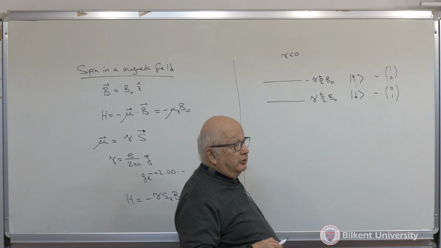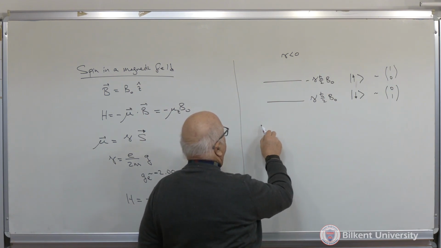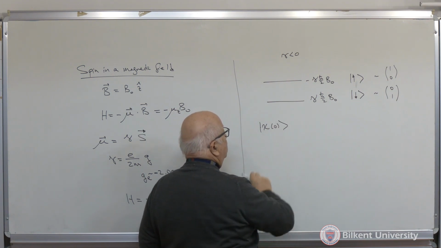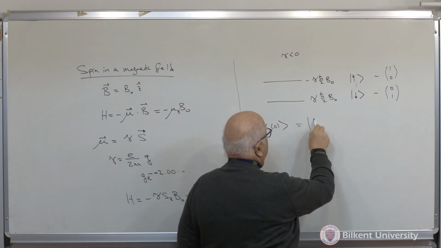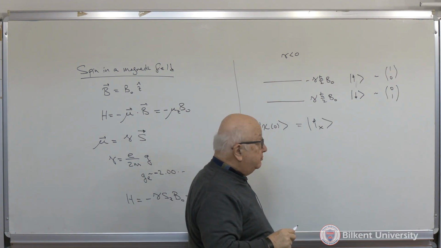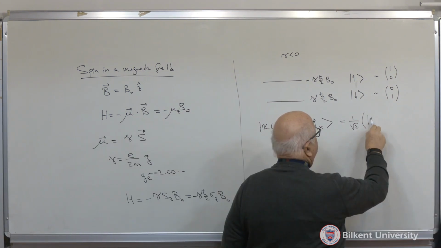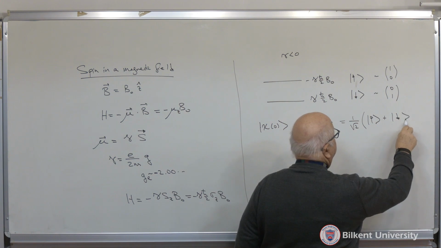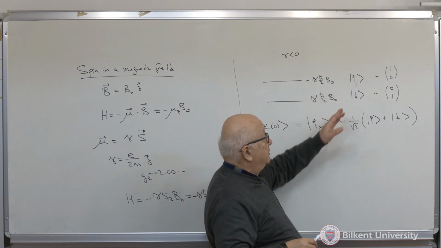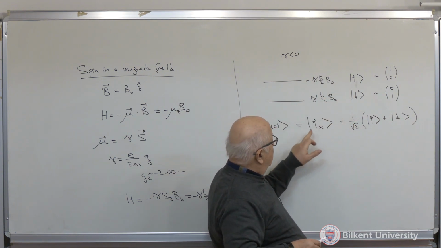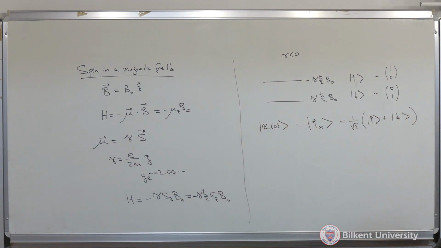Okay, so what I want to do now is solve a time-dependent problem. Let me pose the problem here. Suppose at time equal to 0, my spin state is in the up x state. Up x state, remember, is just 1 over square root of 2 times up z plus down z. So I already know its expansion in terms of the eigenstates of the Hamiltonian. These are the eigenstates of the Hamiltonian.